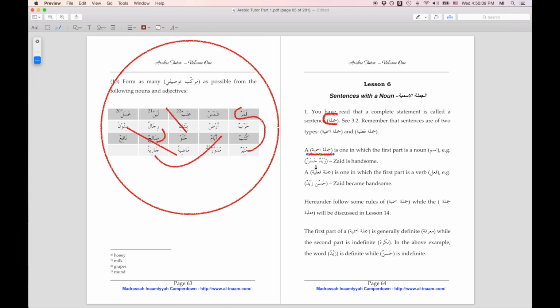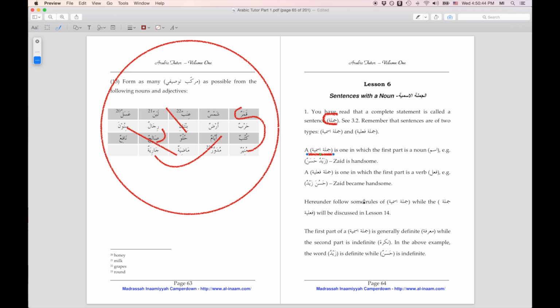So for example, Zaidun Hasanun, it's starting off with a name, which is ism. Zaidun Hasanun means Zaid is handsome. Jumlatul Fi'liya is something that begins with a verb or fi'l. Hasuna Zaidun, Zaid became handsome. Or daraba Zaidun, Zaid hit. Fa'ala Zaidun, Zaid did. Akala Zaidun, Zaid ate, and so on. Some rules of Jumlatul Fi'liya will be discussed in lesson 14.